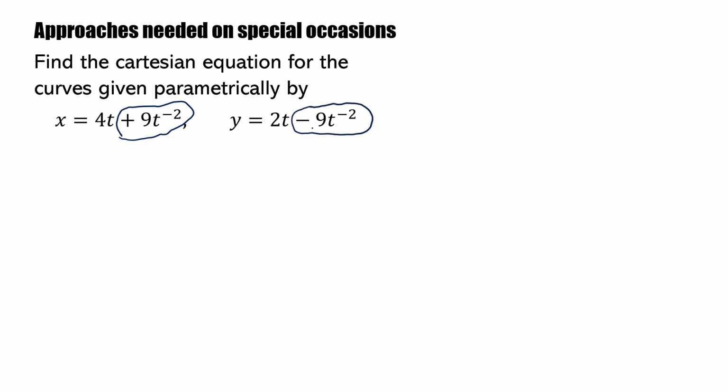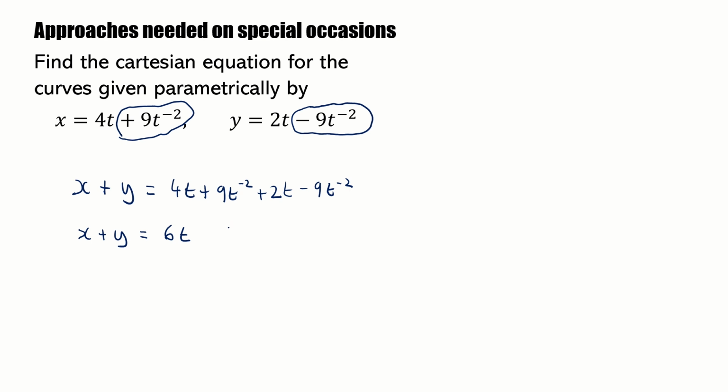So what we can do is actually employ a very similar trick that you used to use on simultaneous equations probably way back when you first came across them, which is you can eliminate things that are appearing as plus and minus in a different equation by adding the two equations together. So if we do the x equation plus the y equation, we're going to end up with 4t plus 9t to the power minus 2 plus 2t minus 9t to the power minus 2, which is then not going to get rid of all the t's, but it does at least get rid of that part that's appearing as a plus in one of the equations and a minus in the other equation. And so we've got x plus y equals 6t.